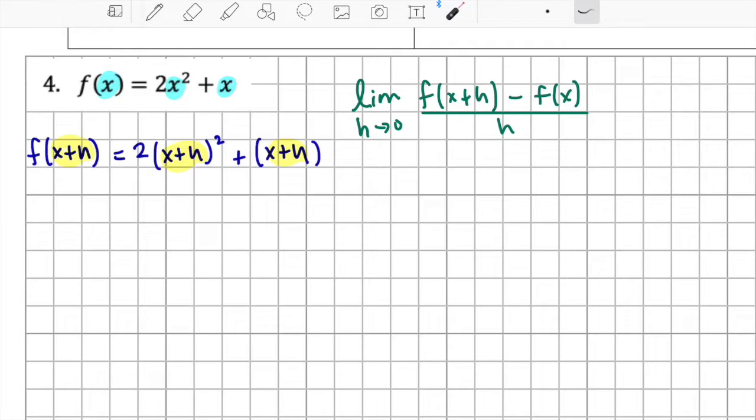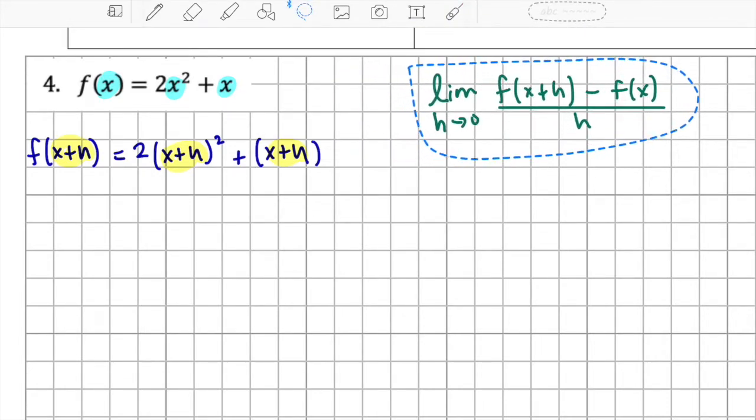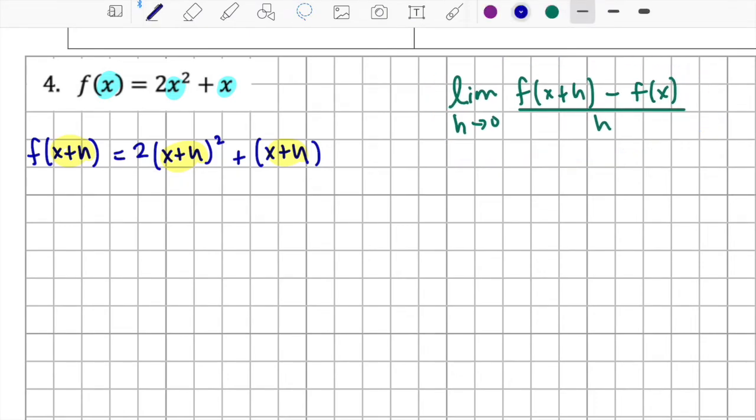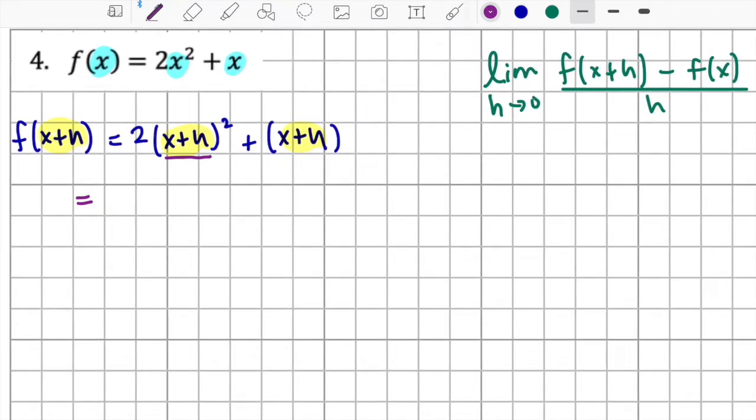Okay? So now, let's simplify things. Here, let me move this around. Let's use the lasso, right? Isa, you like the lasso. Alright. Let's simplify. So what I want to do is expand x plus h squared. I'm going to do the shortcut. I'm not going to explain that one because you should already know it. I've done it too many times.